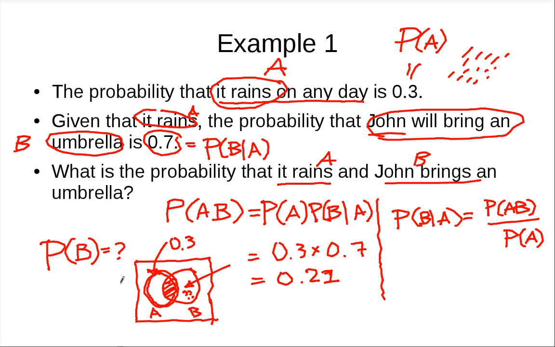But in some sense, we know that the probability of B is at least 0.21. Why?